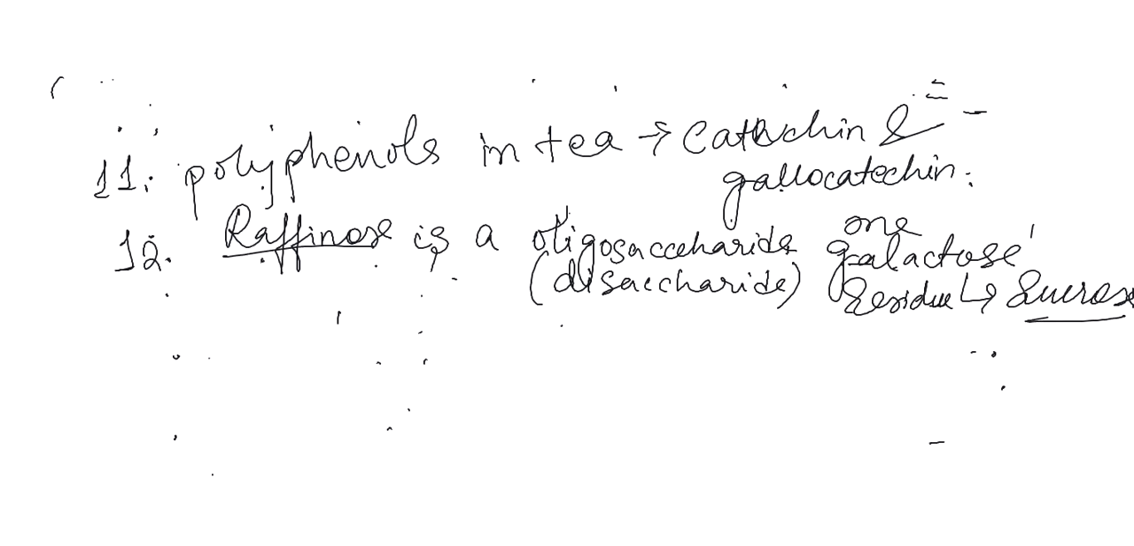Same thing that will come over here is, if the galactose residue count is 2, then it will be called stachyose. Is it okay? Raffinose will be 1 galactose residue plus sucrose, and stachyose will have 2 galactose residues with sucrose.